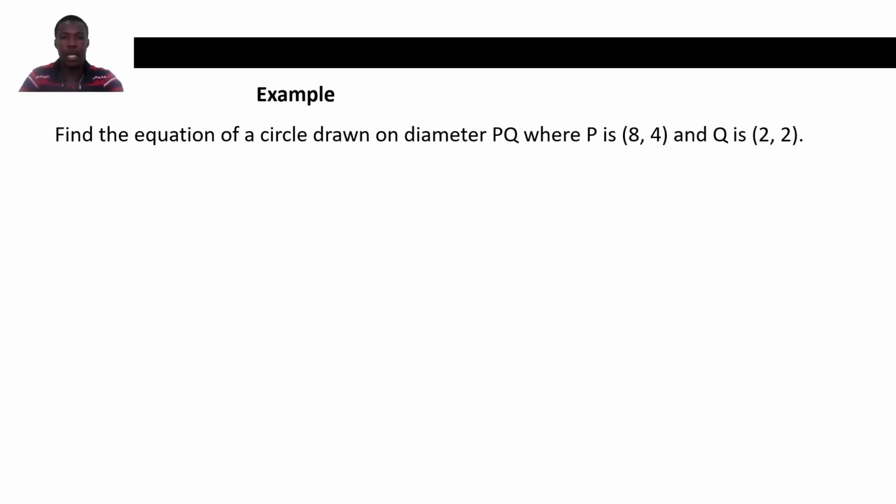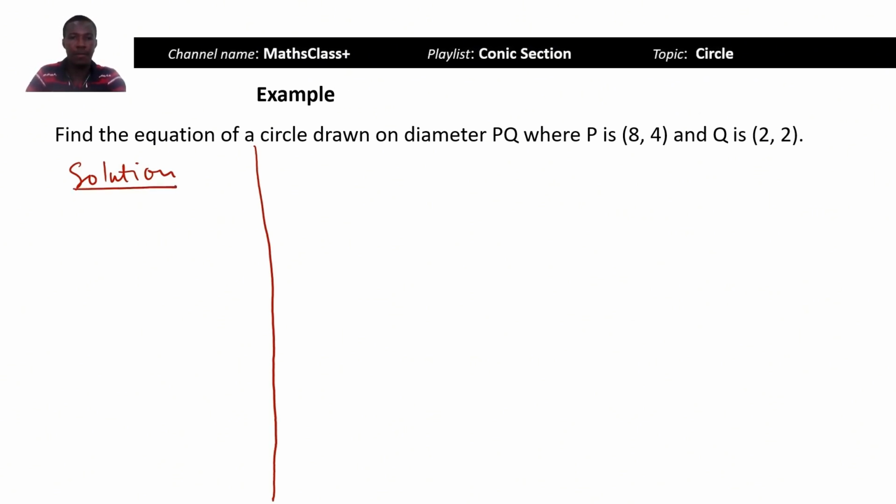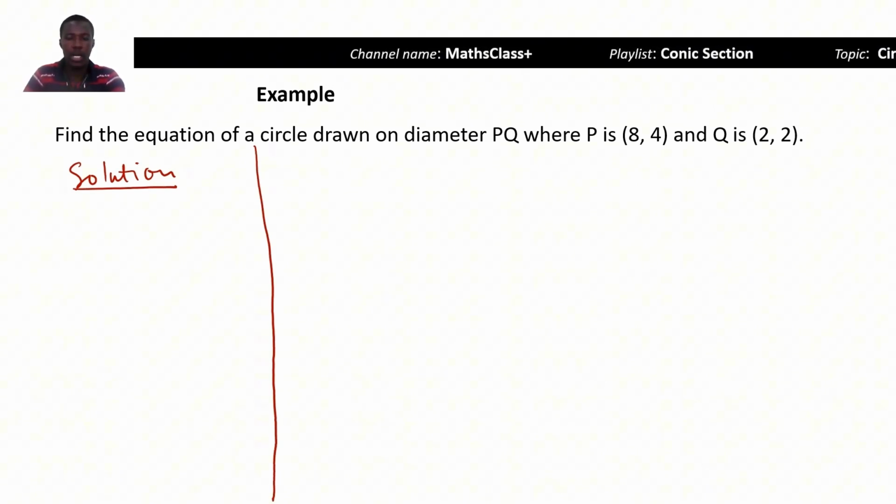Example. Find the equation of a circle drawn on diameter PQ, where P is (8, 4) and Q is (2, 2). Okay, so our solution. Now we have to assume there is another point on the circumference where the ends of the diameter will subtend an angle of 90 degrees. So that point, let's label it as R, and then its coordinates be (x, y).